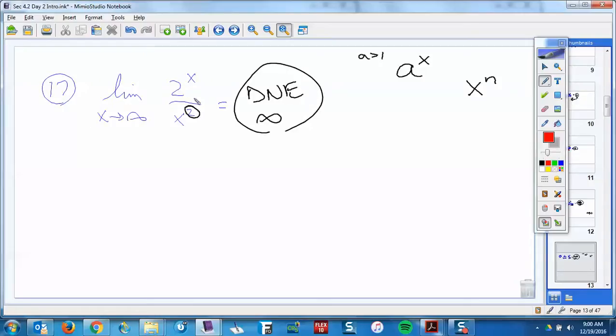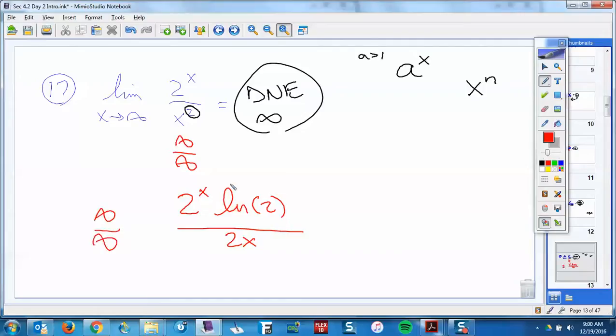This one was. Now, here's where this could come in handy. This one was infinity over infinity. So what's the derivative of 2 to the x? 2 to the x times ln 2 over the derivative of x squared. Now at this point you could say, hey, that top is going to get way bigger, but let's say you didn't. So this is still infinity over infinity. So do the derivative again. What's the derivative? 2 to the x times ln 2.